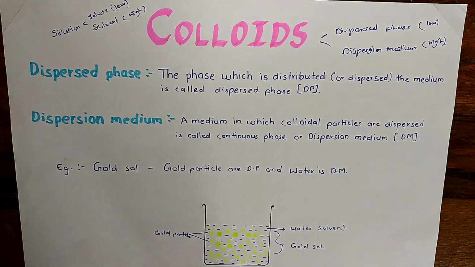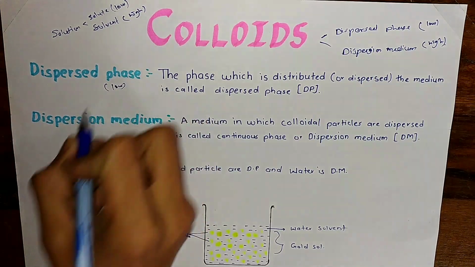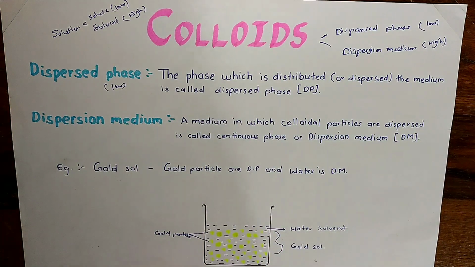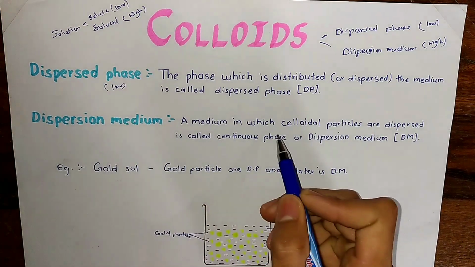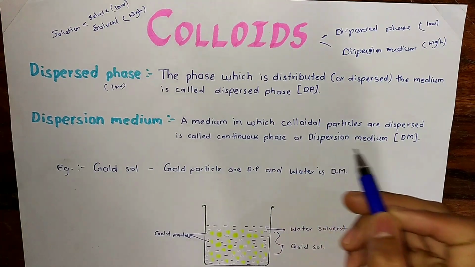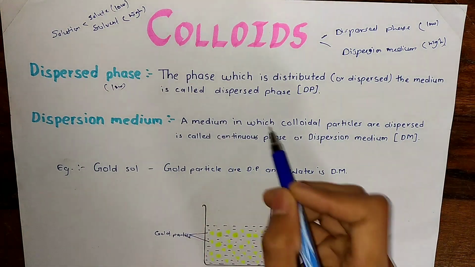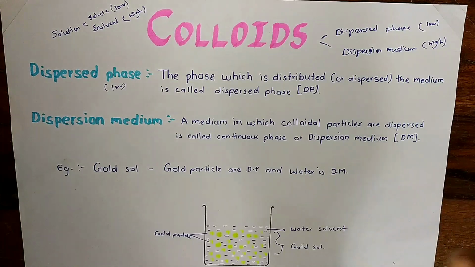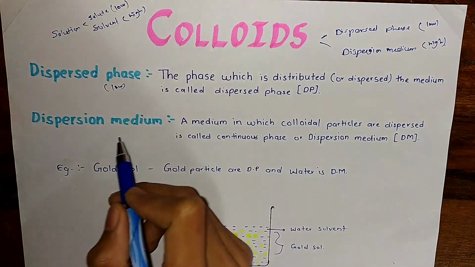Okay, what is the dispersion medium? The dispersed phase is always in low quantity, meaning it will disperse in another medium. The medium in which colloidal particles are dispersed is called the continuous phase or dispersion medium. That medium, on which the dispersed phase is dispersed, is called the dispersion medium.